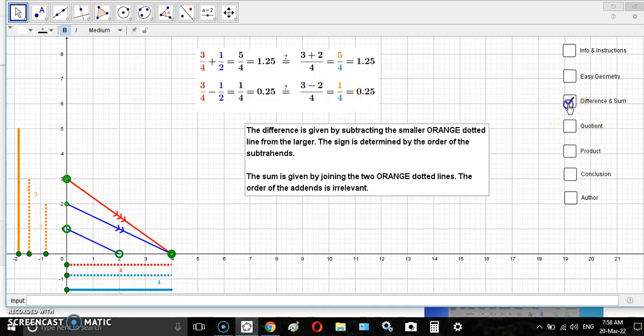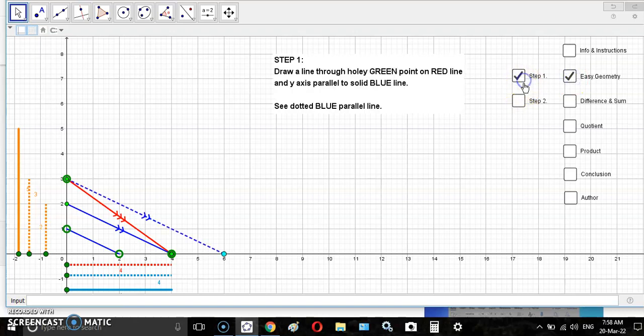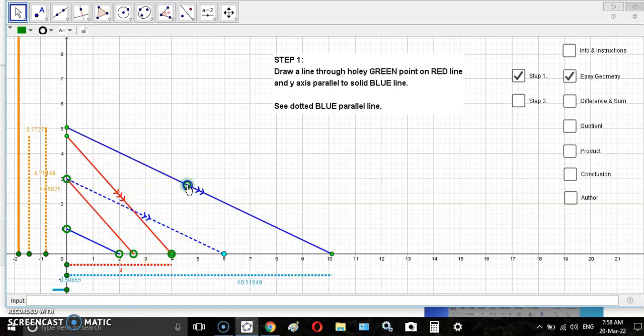Now, I've got a little button here called Easy Geometry, which tells you how to do these things, so I'll just show you very quickly. No, I didn't want to do that. Let's get that out of the way. Okay, that's there. And let's move that away, like so.